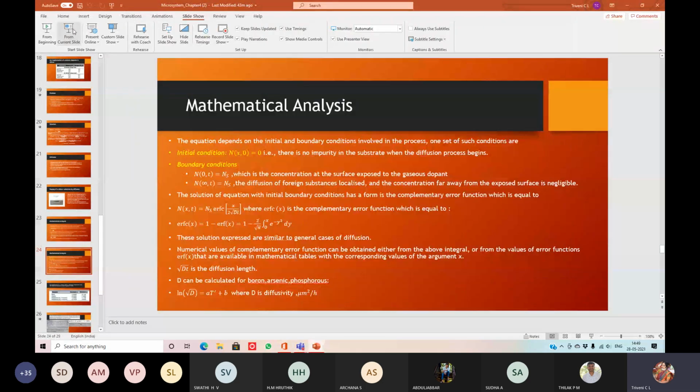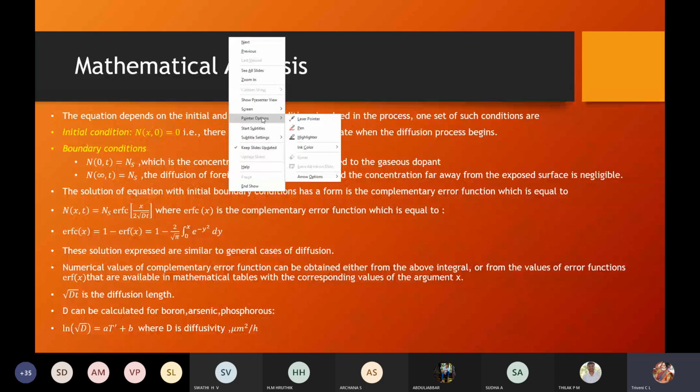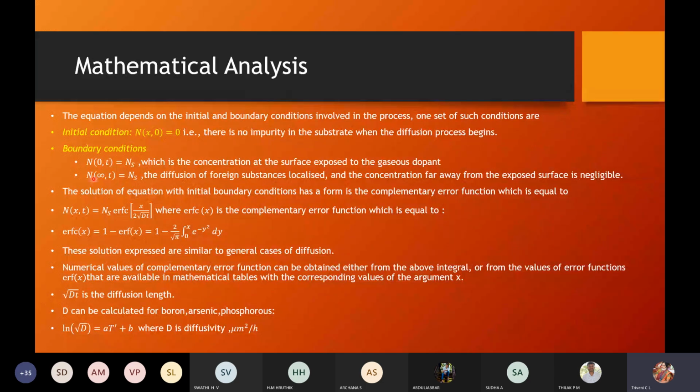Okay, so here you can see it in this figure. We have these two boundary conditions. The first boundary condition is the initial condition: initially we will not have any impurity. If I take the concentration at the surface, it is assumed to be equal to ns. The concentration far away from the exposed surface is negligible. So this is the concentration ns here.